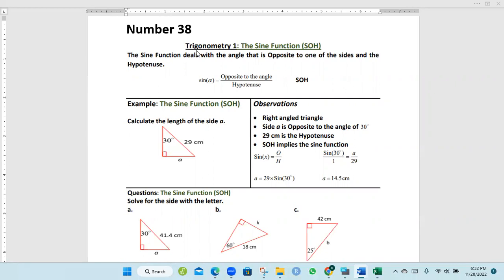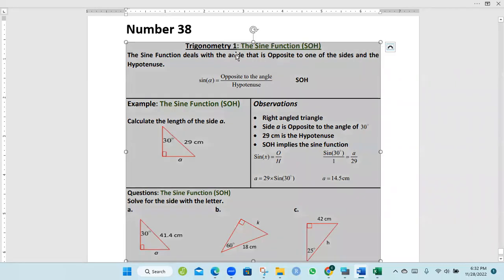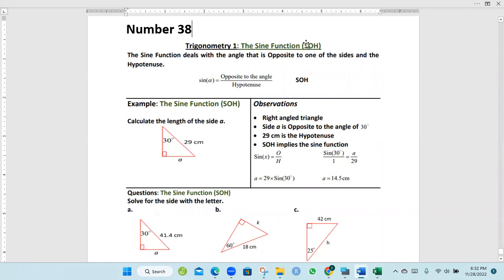This presentation is about trigonometry 1, the sine function, commonly known as SO. The sine function deals with the angle that is opposite to one of the sides and the hypotenuse. So here it is written, the sine of the angle is equal to the side that is opposite to the angle alpha divided by the hypotenuse. And it's abbreviated as SO.